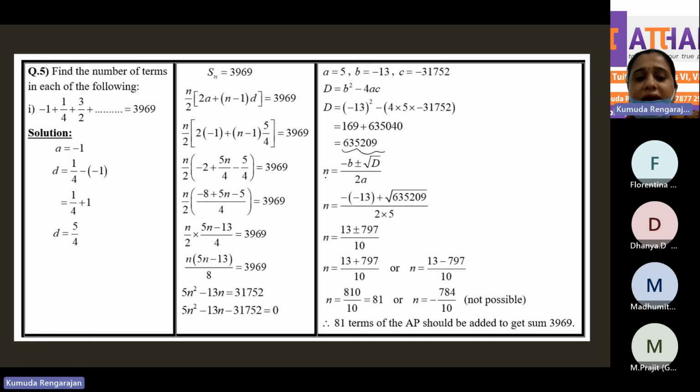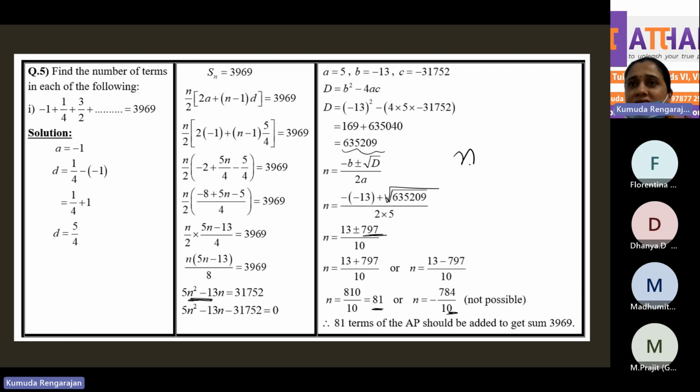n is the variable here, right? You're solving for n. So n is equal to minus b plus or minus root d by 2a. Then substitute the values. We just found the square root of this number, which is 797. So 13 plus or minus this number. So it'll be 13 plus 797 and 13 minus 797 upon 10. So you get 81 or this one.